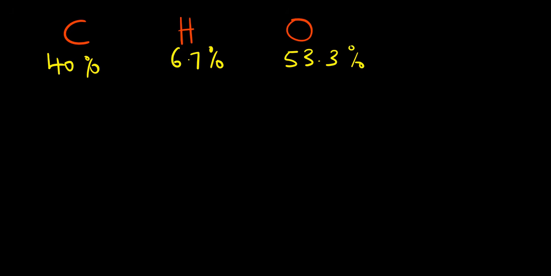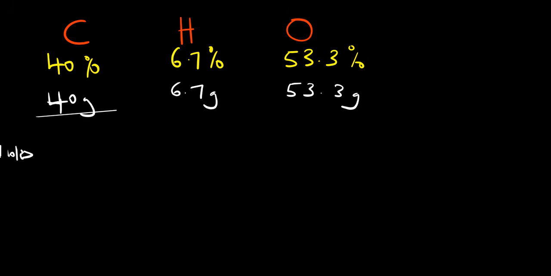So what is now going to happen is that we have to convert these to moles. The way we're going to convert these to moles, I'm going to take my percentages as if they are masses. So this will be 40 grams, this will be 6.7 grams, this will be 53.3 grams. After I've converted those to grams, it's very easy now to convert to the number of moles. So to convert to moles, we know that number of moles is equal to mass over molar mass.